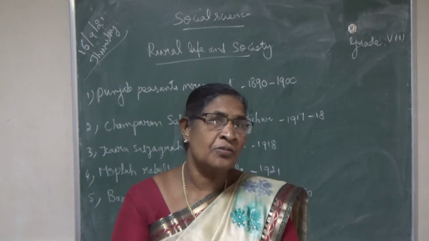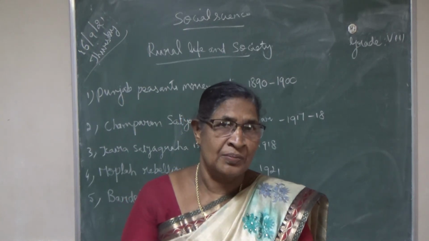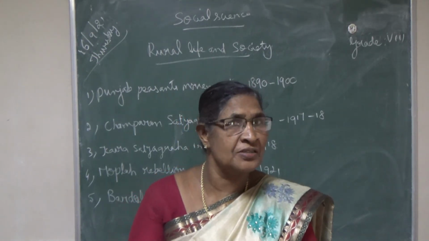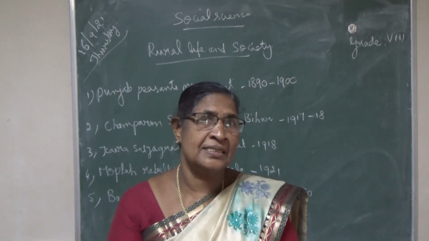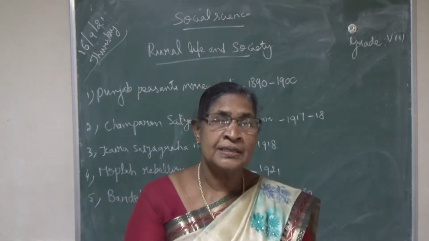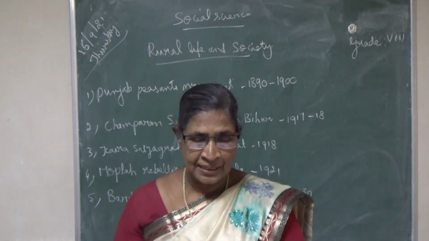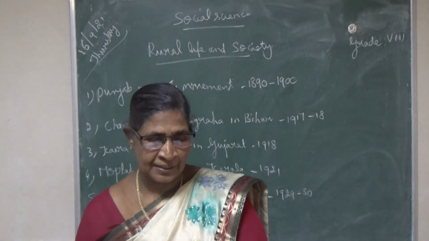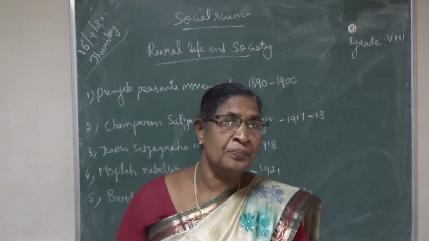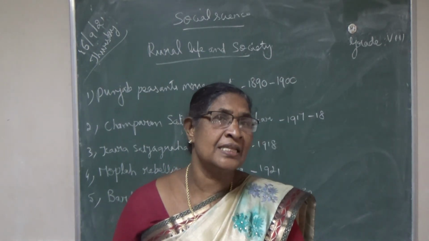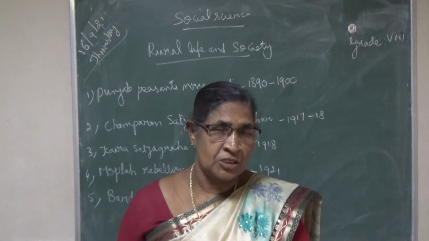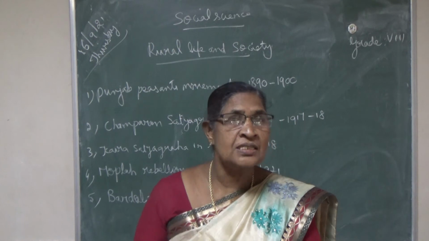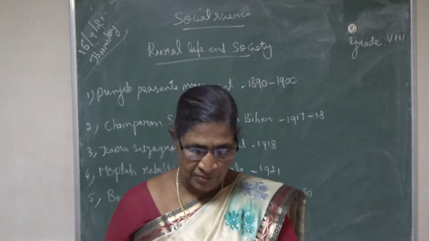So they revolted against the British government. That revolt was called the Peasants' Revolt. Peasants means the cultivators or the farmers. Among that we have learned about the first rebellion, the Santhal Rebellion. Santhal is the name of a place. In Bihar, the people living in the Santhal village revolted against the British government. That revolt was called the Santhal Rebellion. It was the first revolt against the British government in India.